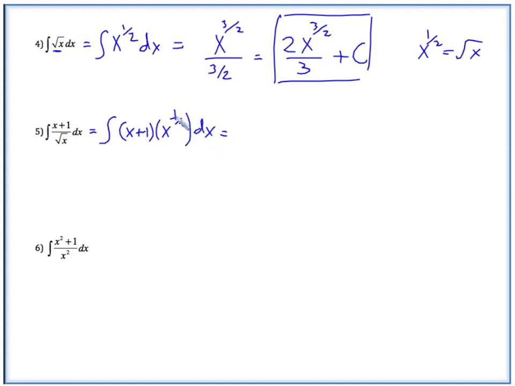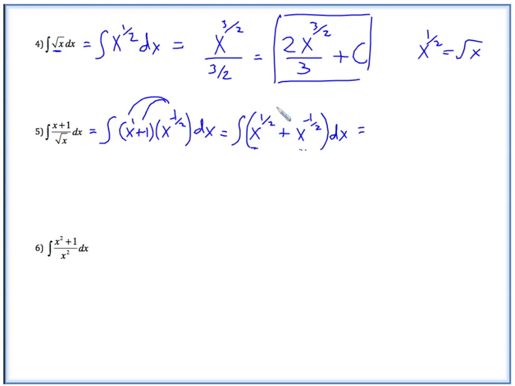And what we actually want to do here is distribute this, okay, and multiply these factors together. So we actually have the indefinite integral of, let's see, this was x to the 1 times x to the negative 1/2. So that's just x to the 1/2. And then 1 times x to the negative 1/2 is just x to the negative 1/2 dx. Now here we have two functions added together, so we just find the indefinite integral of each one and add them together.